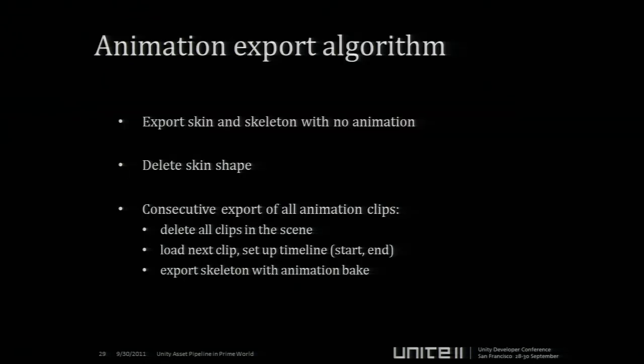So what do we need to export animation stored in clips this way? First of all, we need to export the skin and skeleton without any animation to a separate FBX file. Then we can delete the skin shape because it's not needed for the animation, and then we have a cycle. We need to have a cycle for all animation clips. First, we delete unused clips in the scene, so as not to get errors. Then we load the next clip in the list, adjust the timeline to match the start and end of the clip, and then we export the skeleton with animation baked.